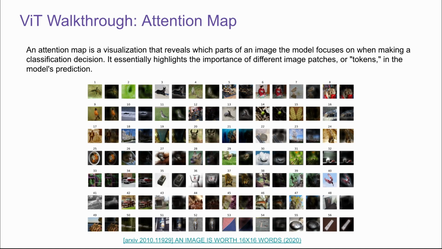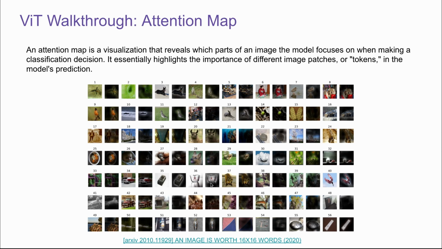Lastly, I want to build some intuition using attention maps. An attention map is a visualization that reveals which parts of an image the model focuses on when making a classification decision. It essentially highlights the importance of different image patches or tokens in a model's prediction.